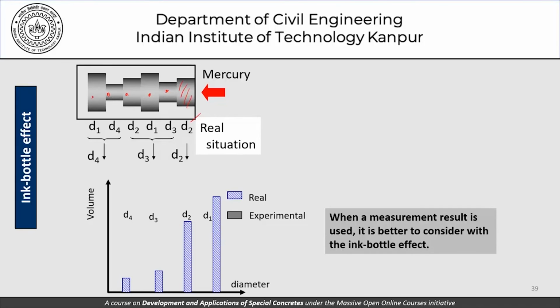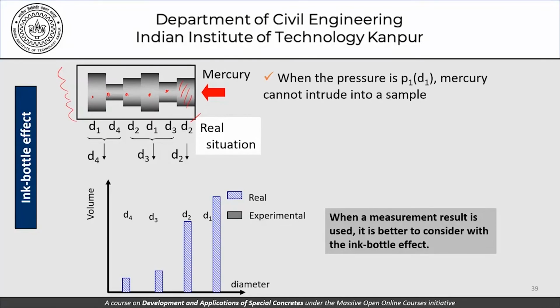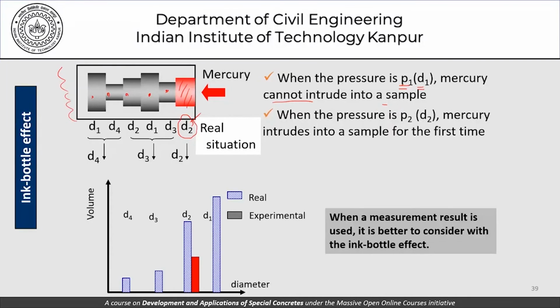Now in this kind of a situation, how will mercury porosimetry work? What is the kind of thing that will happen? What will happen is that when the pressure is P1, which would have normally filled a diameter of D1, mercury will not intrude in the sample because the first diameter that it encounters is not D1 but D2. Having said that, when the pressure is increased to P2, which corresponds to the filling of pores with diameter D2, the mercury intrudes into the sample for the first time and this space gets occupied.